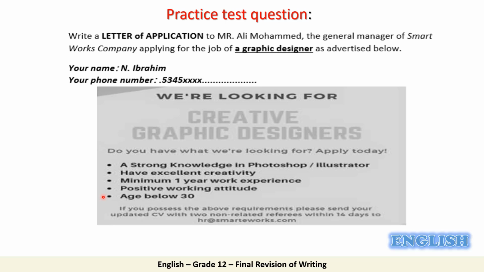The applicant should have a strong knowledge in Photoshop or Illustrator. He should have excellent creativity with minimum 1 year work experience. He should have a positive working attitude, and the age is below 30. Enclose updated CV with 2 non-related referees. So they want 2 references from 2 different employers. Okay, let's take this model.